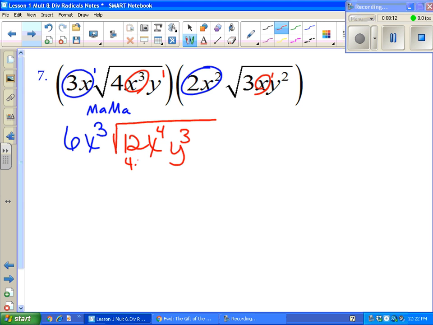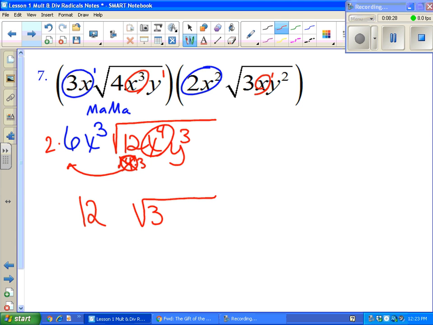12 breaks down into 4 times 3. So what happens is when I take the square root of 4, I can bring a 2 out. What happens is don't forget to multiply those numbers outside. So that's going to give me 12 on the outside. I'm still going to have a 3 on the inside.